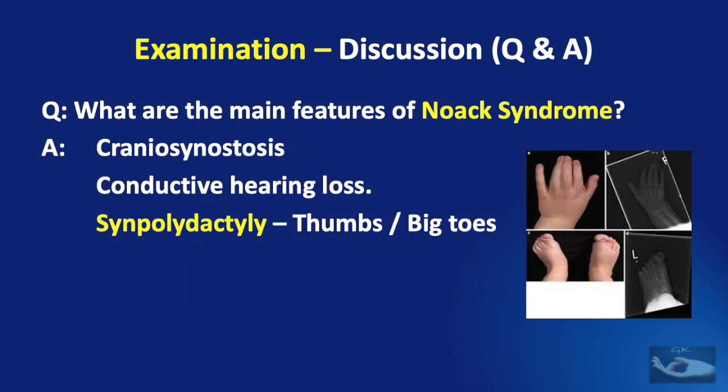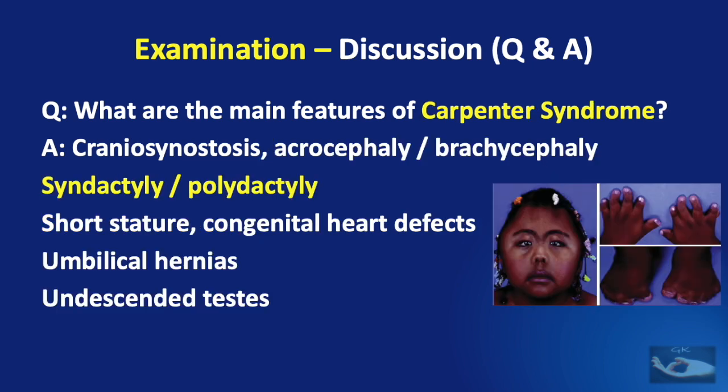The Nowak syndrome, which has been identified as a type of Pfeiffer syndrome, is associated with craniosynostosis, conductive hearing loss, and polydactyly involving mainly the thumbs and the big toes. In Carpenter syndrome, along with syndactyly and polydactyly, craniosynostosis associated with acrocephaly or brachycephaly, short stature, congenital heart defects, umbilical hernias, and undescended testis may be seen.